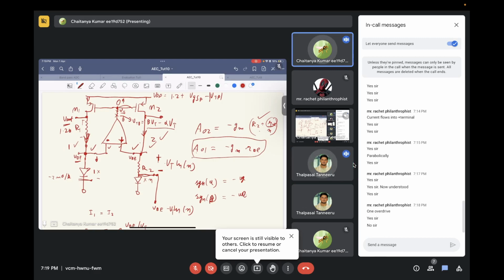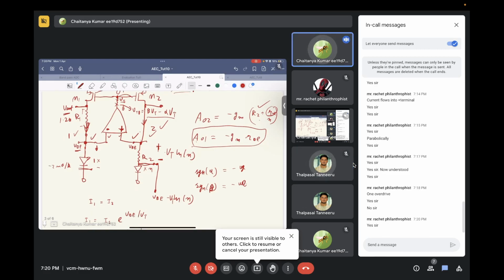What is basically limiting me in this particular case? Overdrive voltage, sir. No, overdrive voltage I can reduce. I can make these transistors very large in size and make their overdrive voltage very low. That I can reduce. What I can't reduce is this 1.2 volts, right? This is a device characteristic you get from the device only.